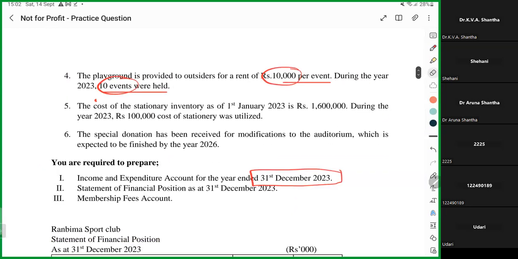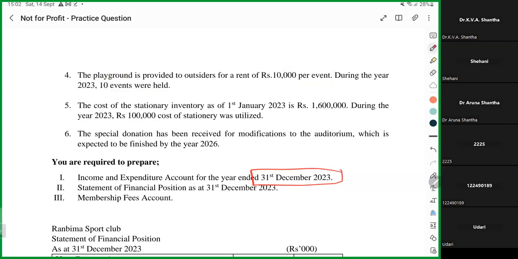Right. Then you have a cost of stationery. Cost of stationery inventory. You see on 1st January, you had 1,600 inventory. Out of that, 100 inventory was utilized. So this 100 should be the expense. So you have some stationery, out of that 100 is utilized. That should be the expense.